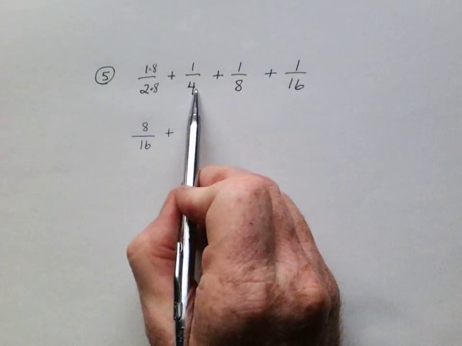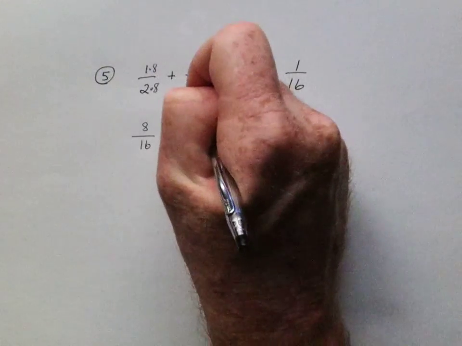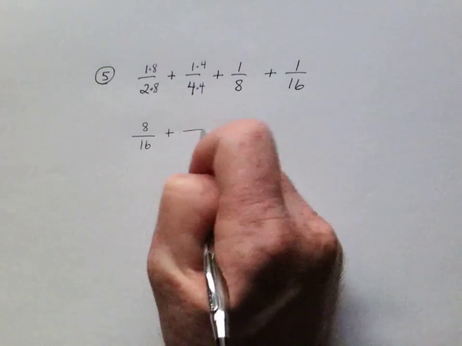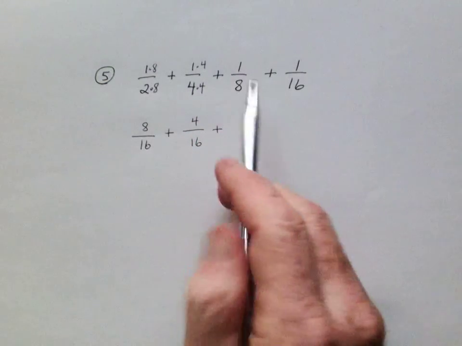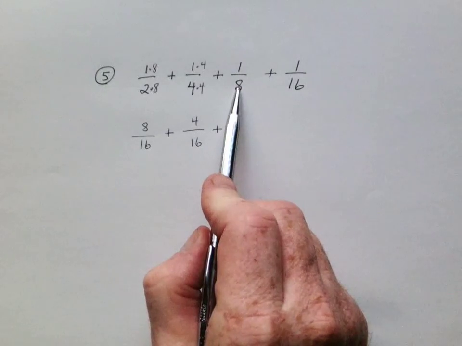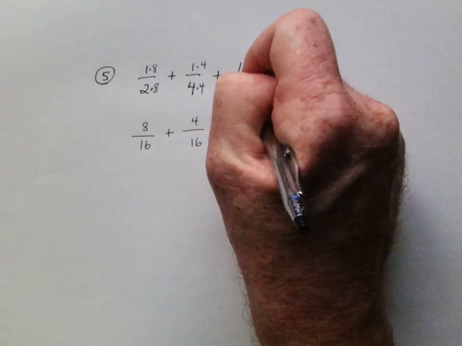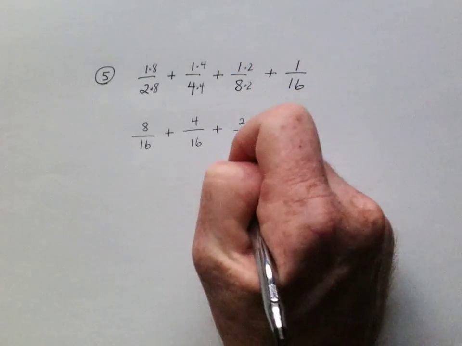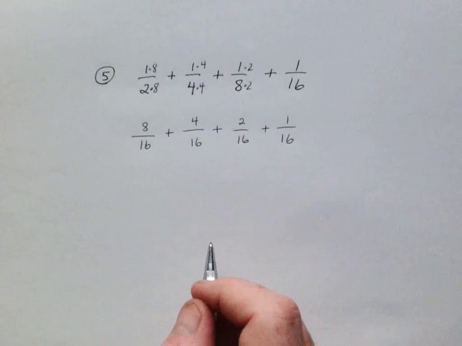This second one, to change this to a 16, multiply by 4. So this second one would be 4 over 16. This one, multiply by 2. And so this one is 2 over 16. And the last one doesn't need to be changed.